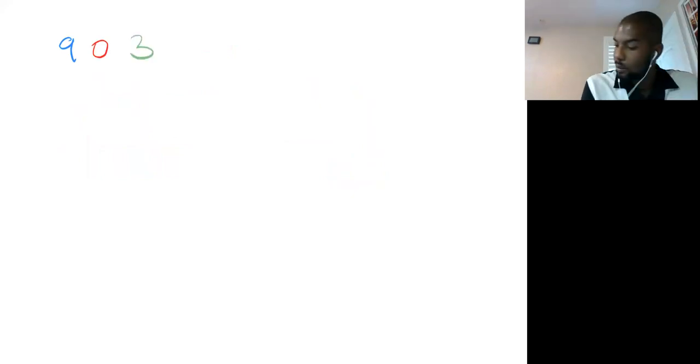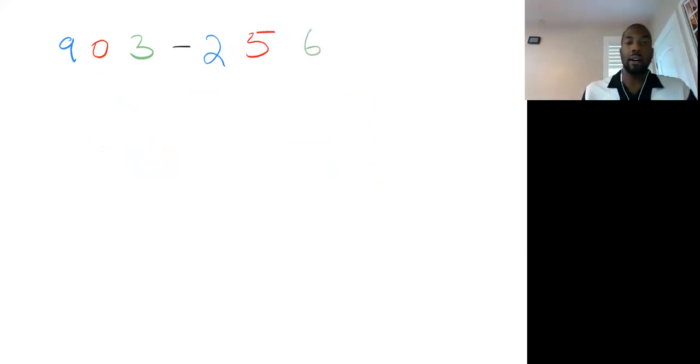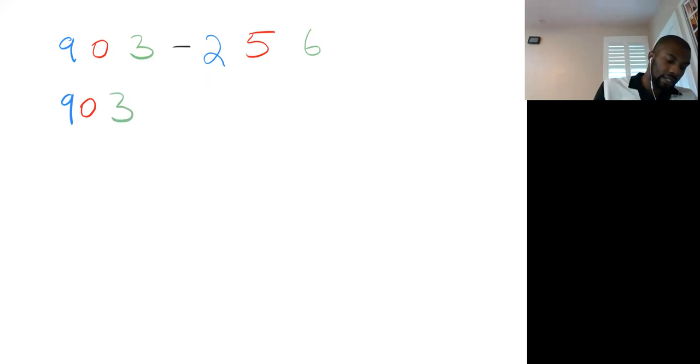All right, let's try subtraction using grouping. So if I have 903 and I want to subtract 256, how can I do it? First, let's do stacking. So I've got 903 minus 256.